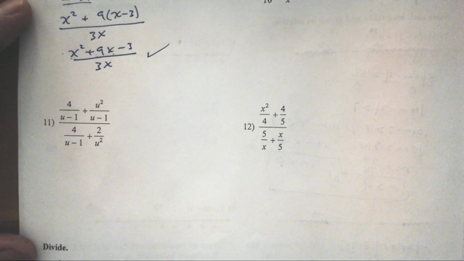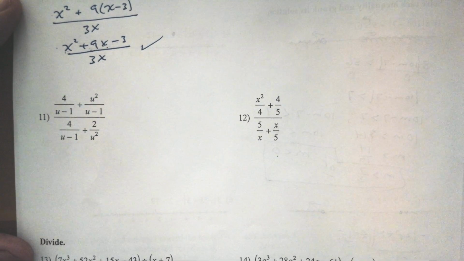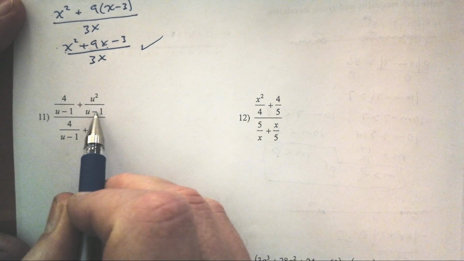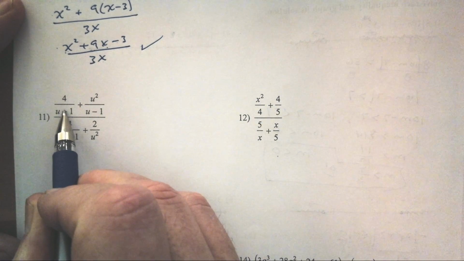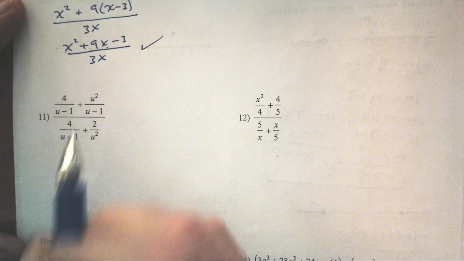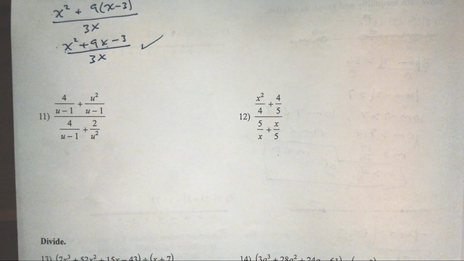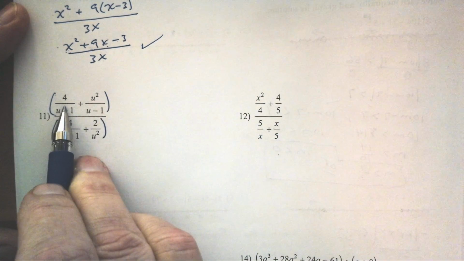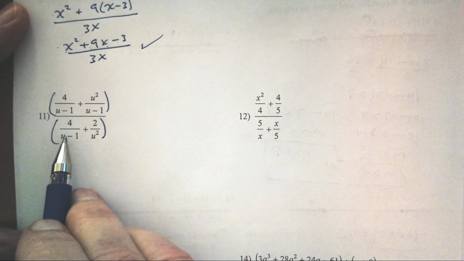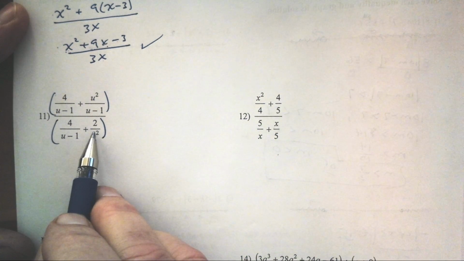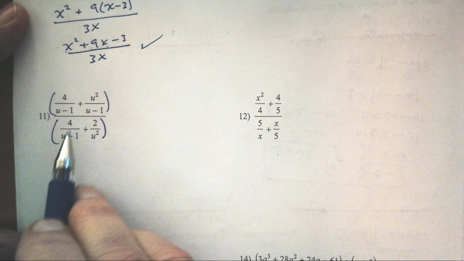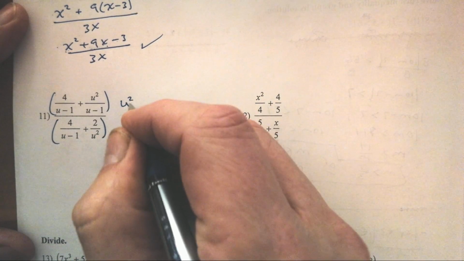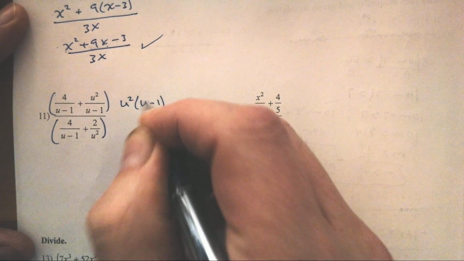Okay, very similar. Number 11. We've got a mess. Because the numerator has common denominators up here, u minus 1, maybe you want to smash those together. I'd be okay with that. But I'm going to treat it just like I treated the last one. 1, 2, 3, 4 terms. I need a factor of u minus 1. And I need a factor of u squared. So I'm going to multiply top and bottom by u squared times u minus 1.